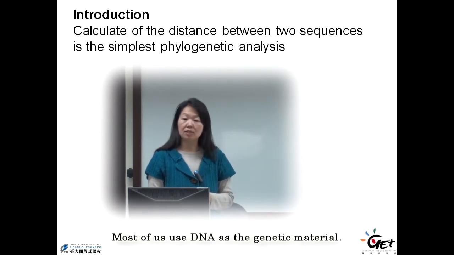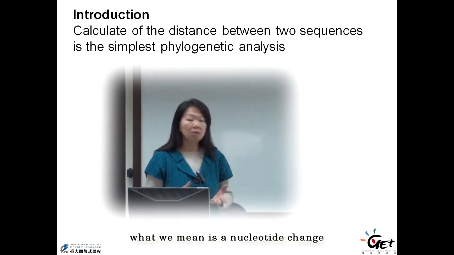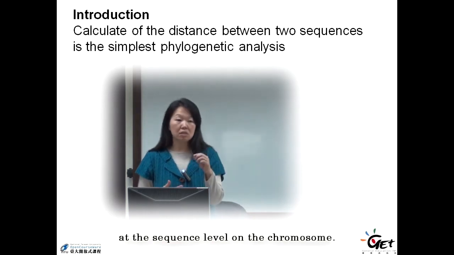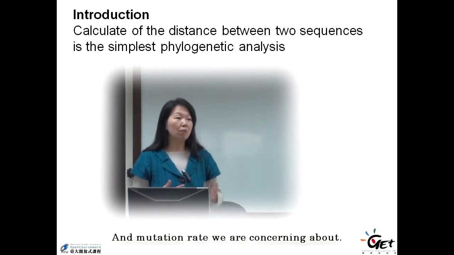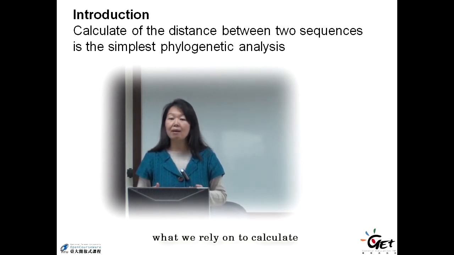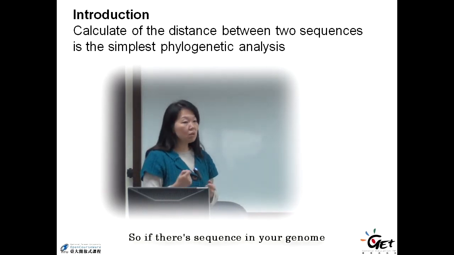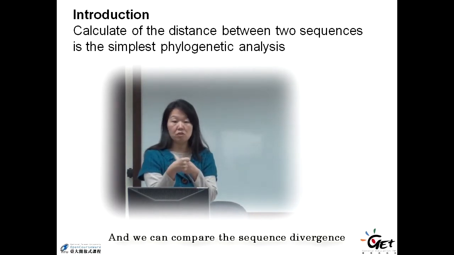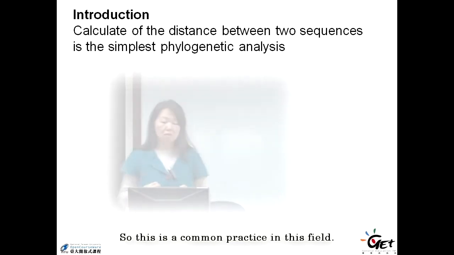Most of us use DNA as the genetic material. So when we talk about mutation, what we mean is a nucleotide change at the sequence level on the chromosome. That's the mutation and mutation rate we are concerned about, and this is what we rely on to calculate distance differences. If there's a sequence in your genome and in my genome, we can compare the sequence divergence between the two sequences. This is a common practice in this field.